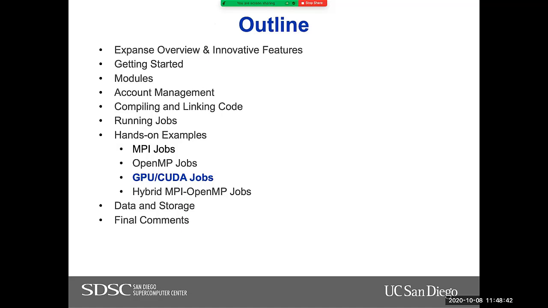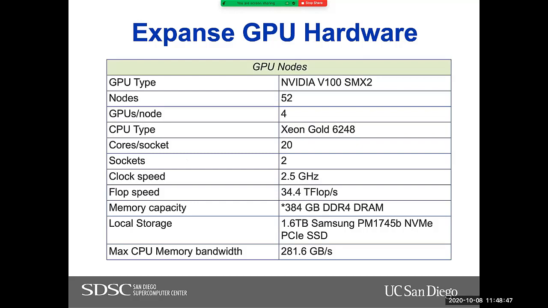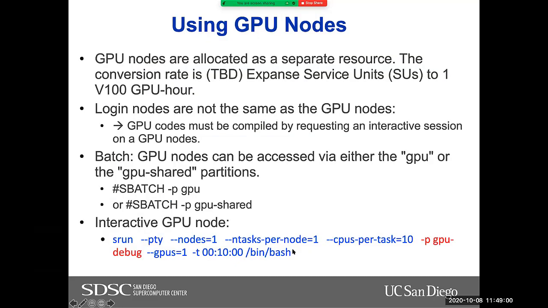Okay, so GPU CUDA. Here's the GPU type. The GPU nodes, we have 52 nodes, and they're NVIDIA V100s, and they have a large local storage on each one of them and a high bandwidth connectivity. So they're allocated as a separate resource. And you can define whether you want to use GPU or GPU shared partitions.